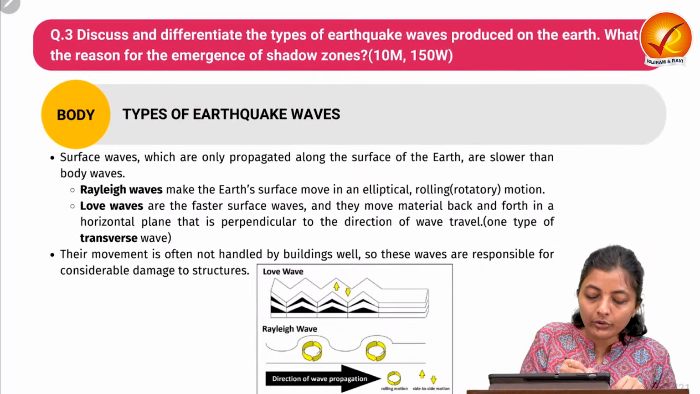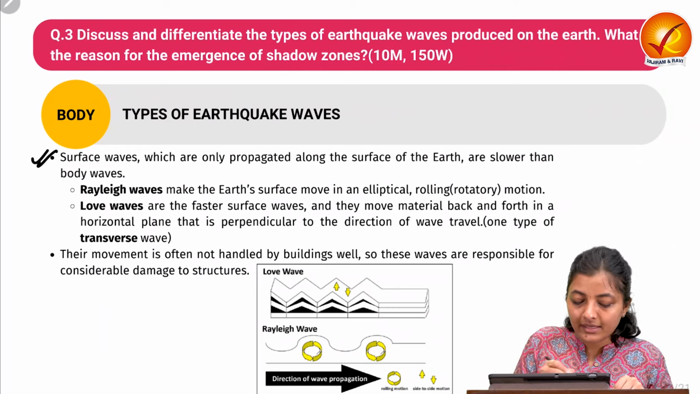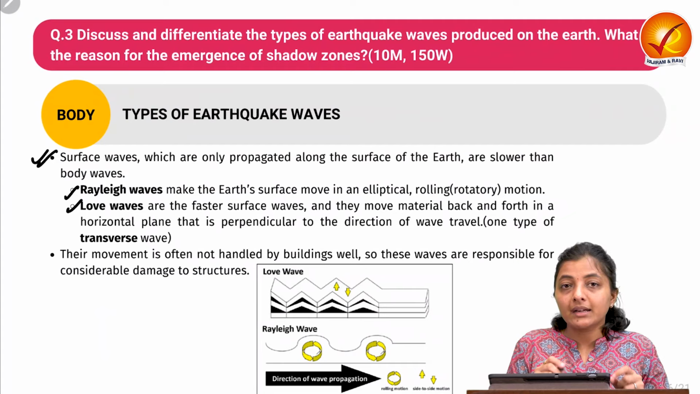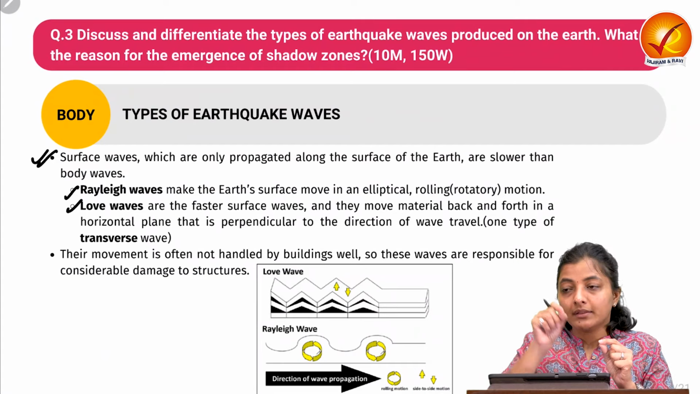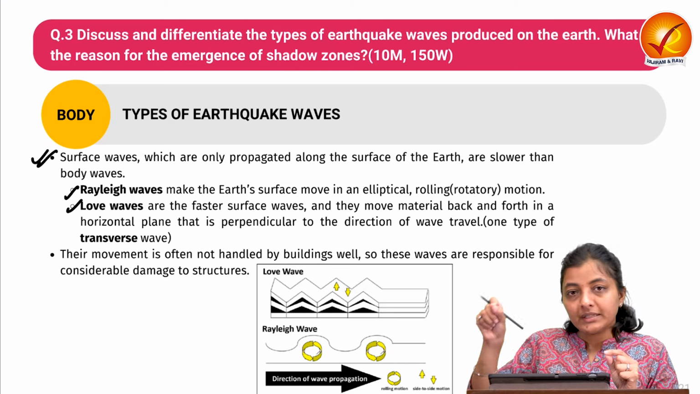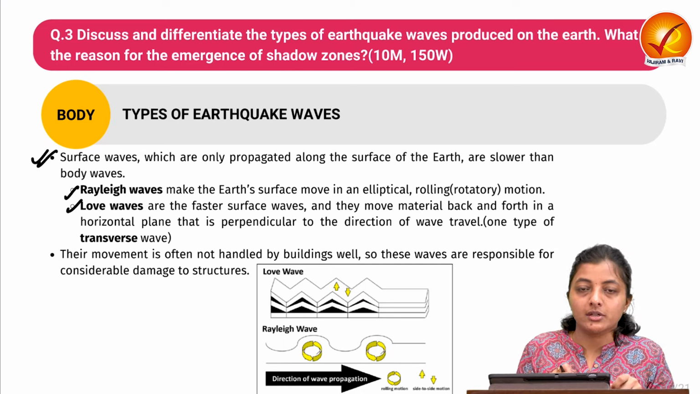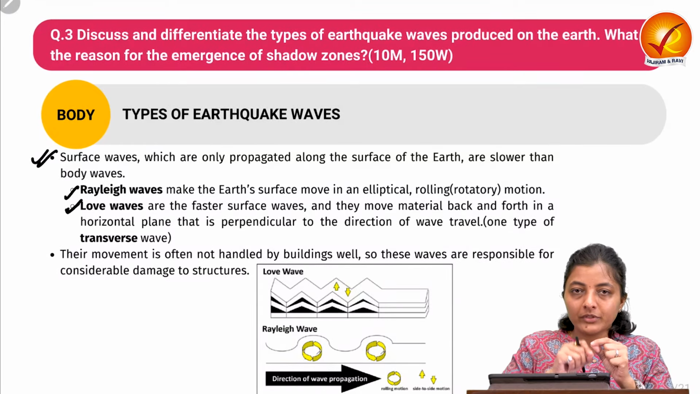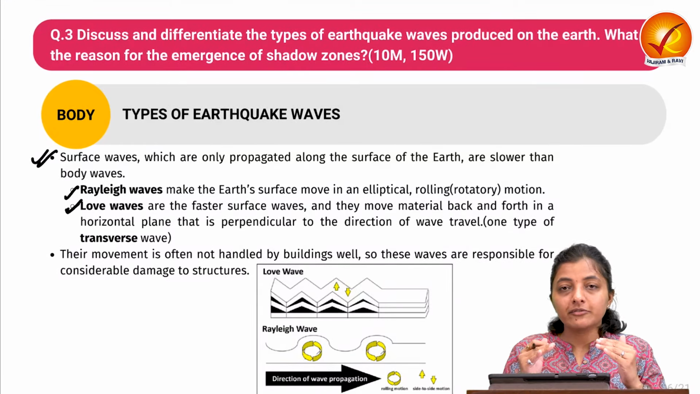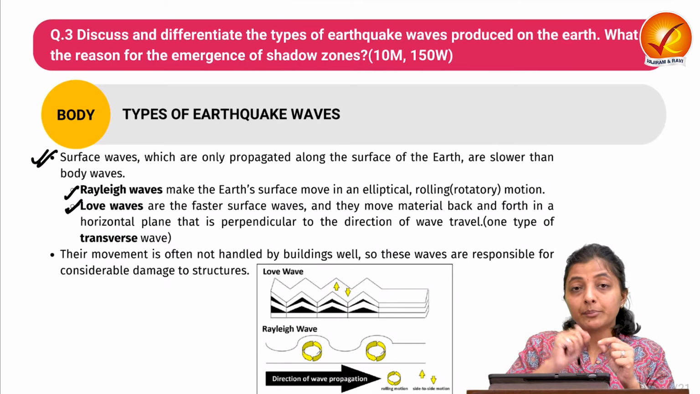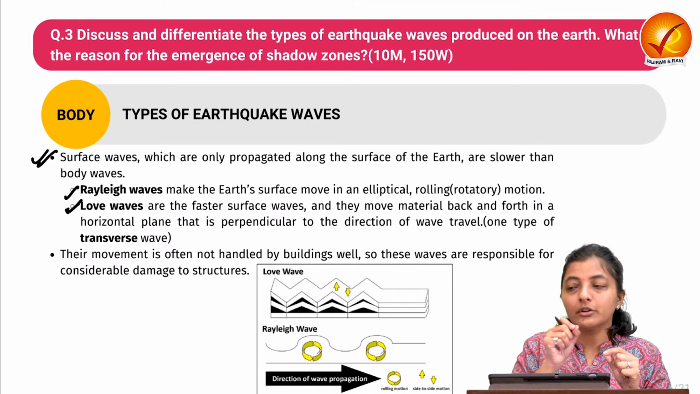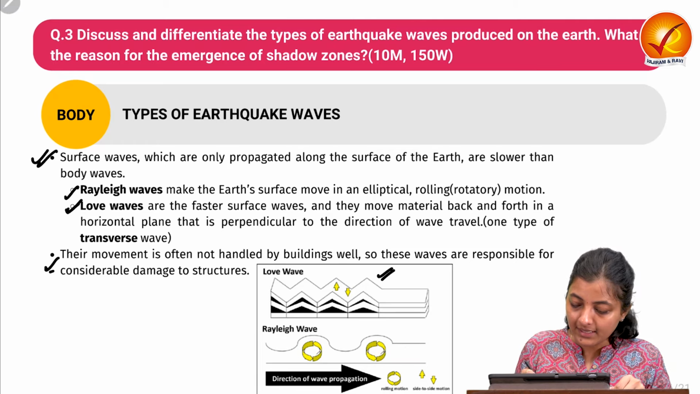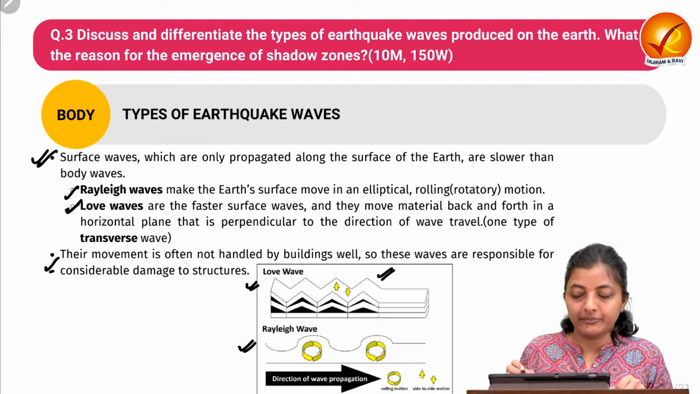Then coming on to the surface waves. Surface waves are again of two types, Rayleigh wave and Love wave. Rayleigh waves are a type of rotatory motion. They go along in the direction of the wave in a rolling motion. Next are the Love waves. They are a type of transverse wave only. They travel on the surface of the earth, and the vibration of the particle is perpendicular to the direction of the wave. Okay. So this is the L wave and this is the R wave.